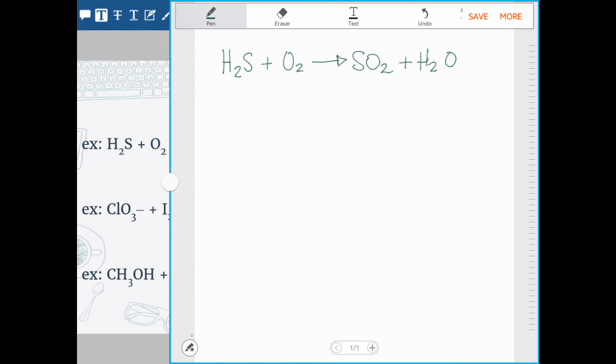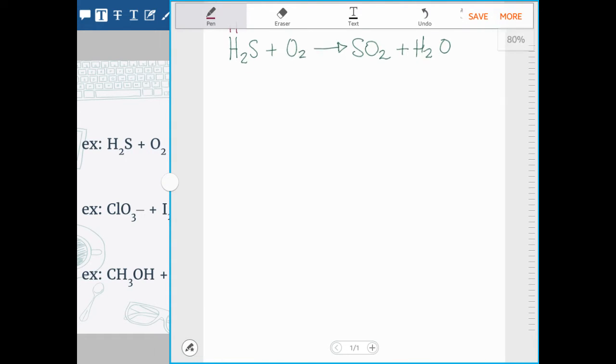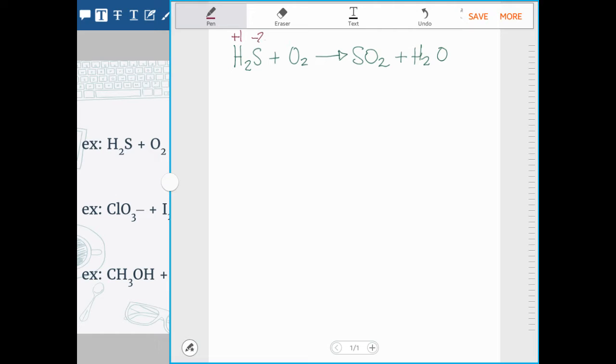So when I assign my oxidation numbers, I have hydrogen being a +1. Now because I have +1, I have two of them. This means that sulfur has to be a -2. Oxygen gas, because it's in its elemental form, has a 0 oxidation number. In a compound, it is a -2, meaning that I have -2 times 2, which is -4, net charge of 0, so this has to be +4, and I have -2 and +1.